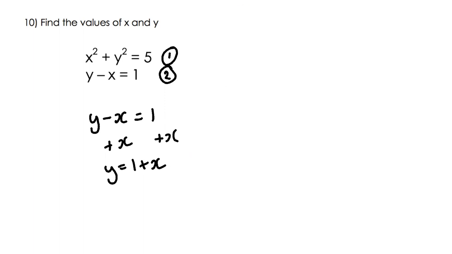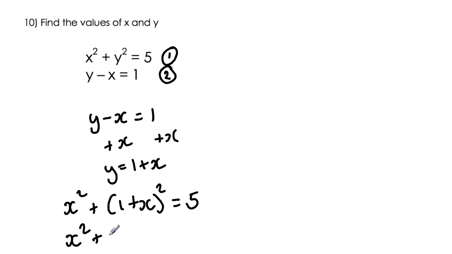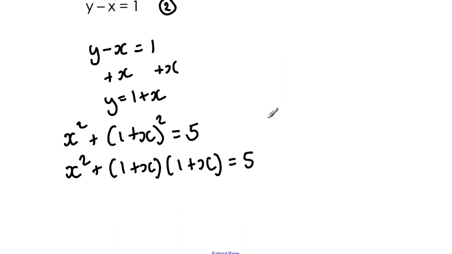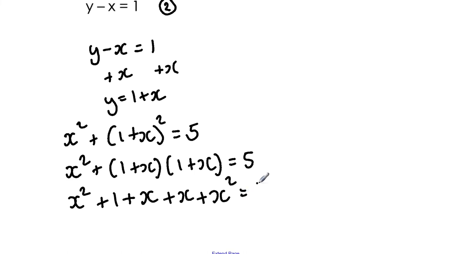I'm then going to substitute equation number 2 into equation number 1. So we should have x squared plus, open bracket, 1 plus x, close bracket, raised to the power of 2 equals 5. This can be rewritten as x squared plus, open brackets, 1 plus x, close brackets, open brackets, 1 plus x, close brackets, equals 5. I'm then going to expand the brackets and simplify it by collecting like terms. So 1 times 1 is 1, so x squared plus 1. 1 times x, which is 1x. x times 1 is 1x. x times x, which is x squared, equals 5.